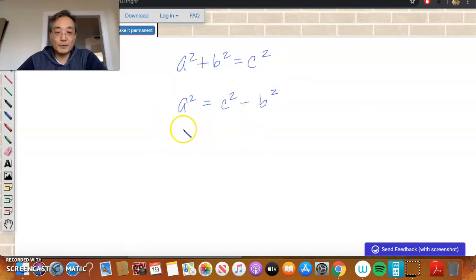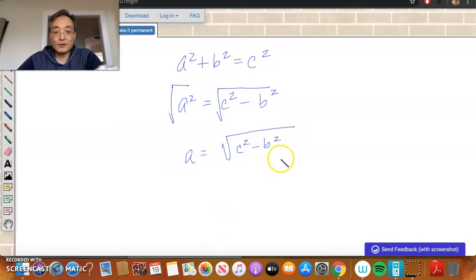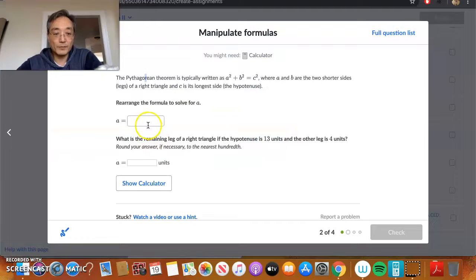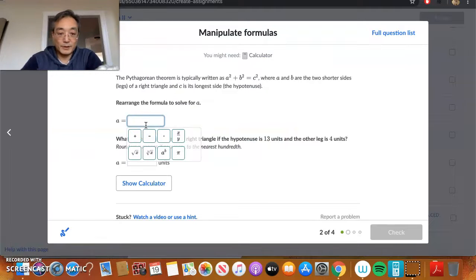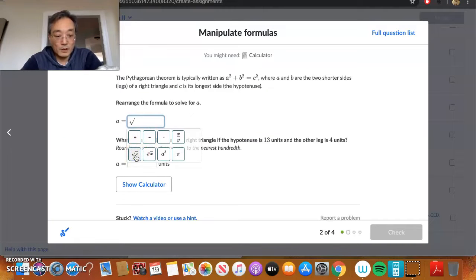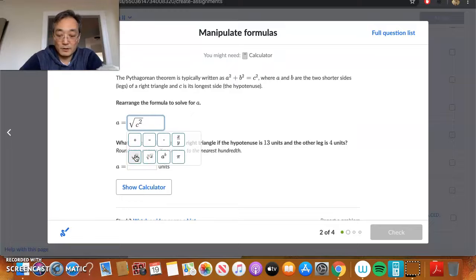And then we're going to take the square root of both sides of the equation, and we're going to get a is equal to the square root of c squared minus b squared. Okay, so we have now solved for a. Square root of c squared minus b squared.